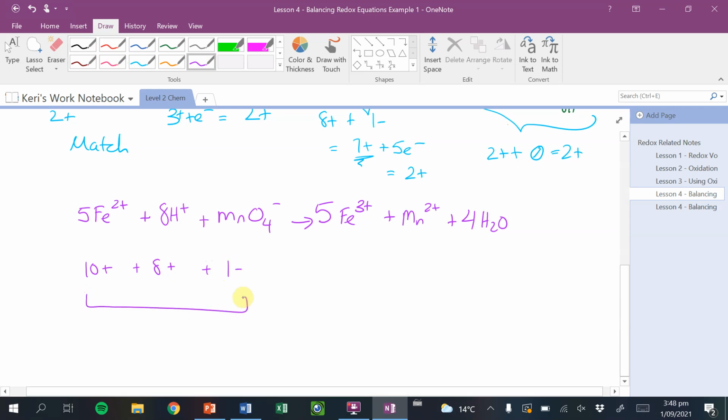So total charge on this would be 17. This side over here, I have 5 times 3, it's 15. Plus 2.